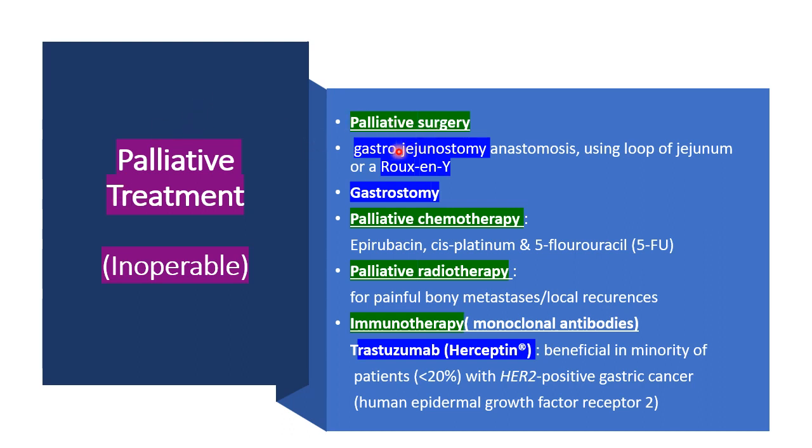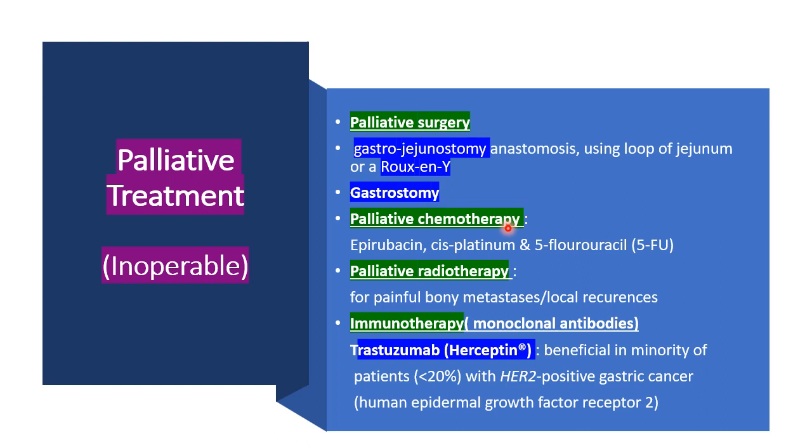Palliative surgery: gastrojejunostomy or Roux-en-Y anastomosis, and gastrostomy sometimes when the tumor is causing blockage. So you can insert a tube into the stomach to decompress the stomach and also act as a feeding gastrostomy.